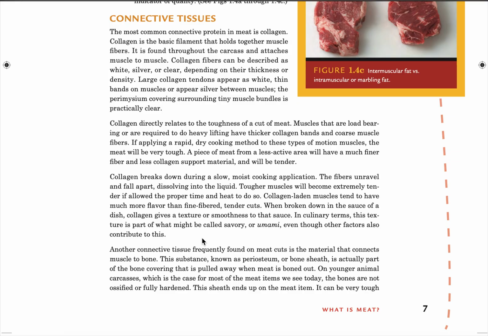Connective tissue. The most common connective protein in meat is collagen. Collagen is the basic filament that holds together muscle fibers. It is found throughout the carcass and attaches muscle to muscle. Collagen fibers can be described as white, silver, or clear, depending on their thickness or density. Large collagen tendons appear as white, thin bands on muscles, or appear silver between muscles. The parenchyma covering the surrounding tiny muscle bundles is particularly clear.